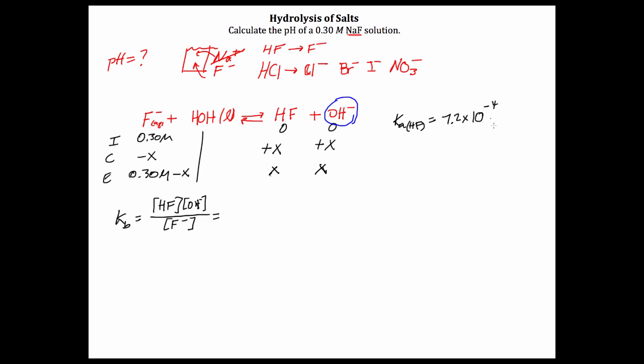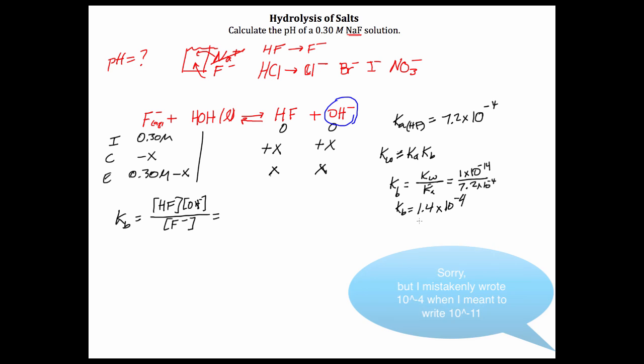Now, since I know what the Ka is, I can use the equation Kw equals Ka times Kb. What I can do is always solve for the Kb. You're going to have to do this when you're doing hydrolysis problems. There's no way around it. You just have to remember to find your Kb by taking the Ka and the Kw. So I'll do that really quick. Okay, so now I've got my Kb.